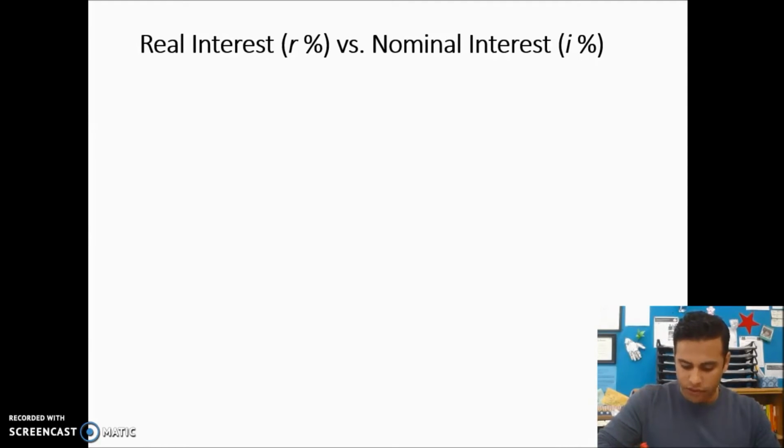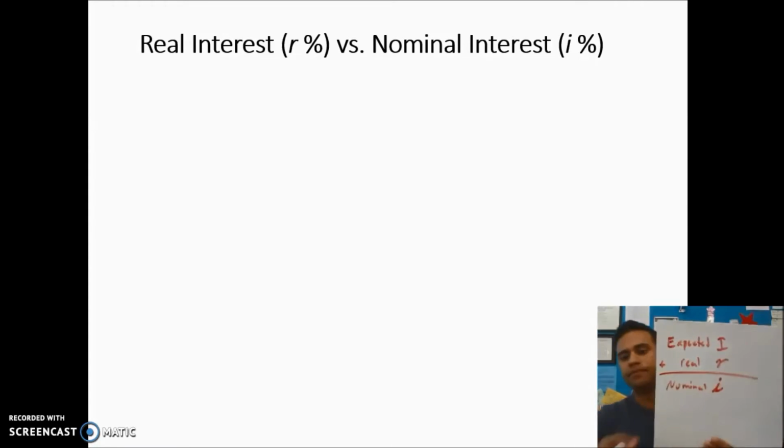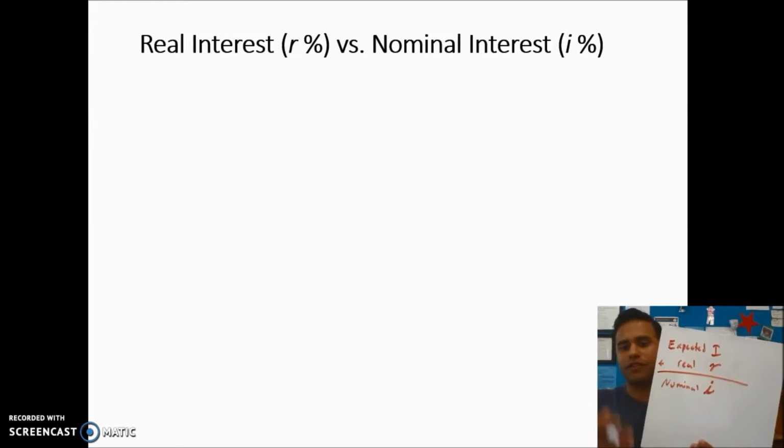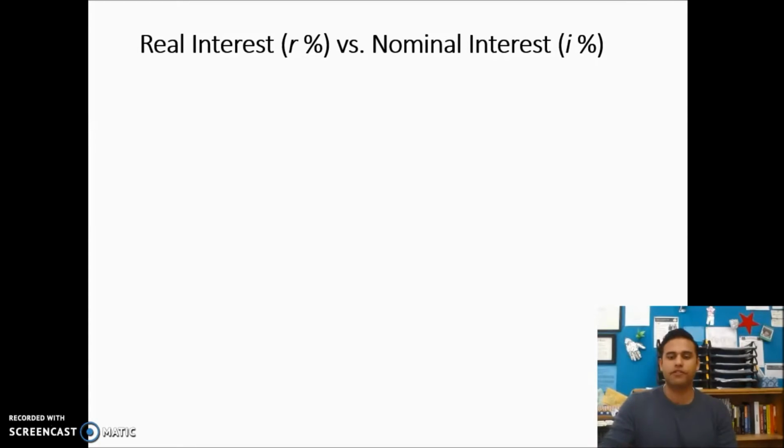So I wrote this as a mathematical equation. Okay, you have expected inflation plus real interest rate equals nominal interest rate. So now you've got these three variables, and if you're given two out of three of them, then you know enough algebra that you can figure it out.